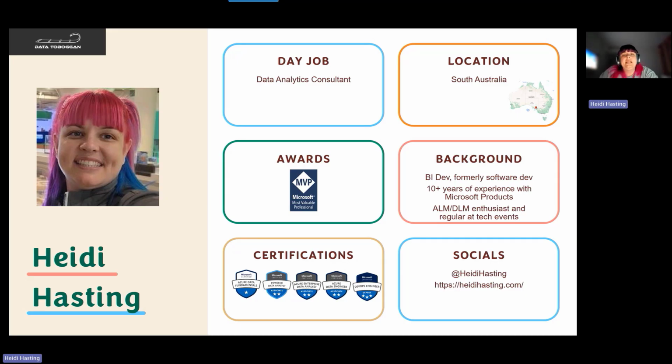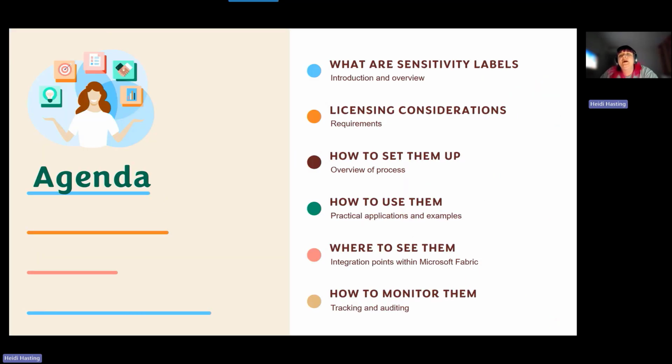So anyway, let's get into today's content. We're going to talk about what sensitivity labels are. I'm going to tell you about the licensing considerations because, yes, this is another feature that needs a license. I'm going to show you roughly how to set them up and how to use them, and where you can see them specifically within Microsoft Fabric, and a little bit about the auditing aspect that is available within Microsoft Fabric.